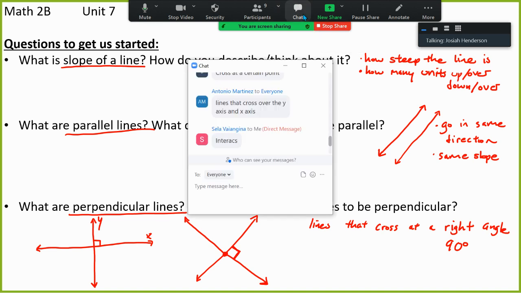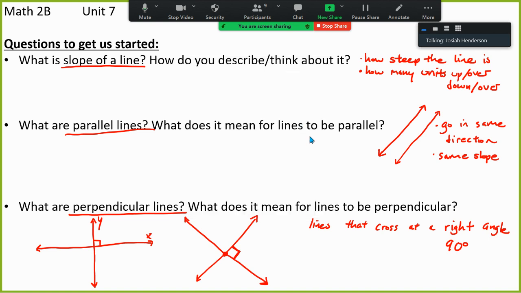Couple responses here. Braden and Antonio, thanks both of you. If they're going in different directions, and slope describes a line's steepness, it's describing how high and over, high and over. Let's see in a moment what that means for the slopes of perpendicular lines. Okay, new page.